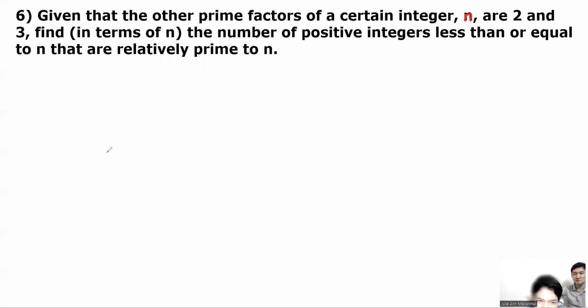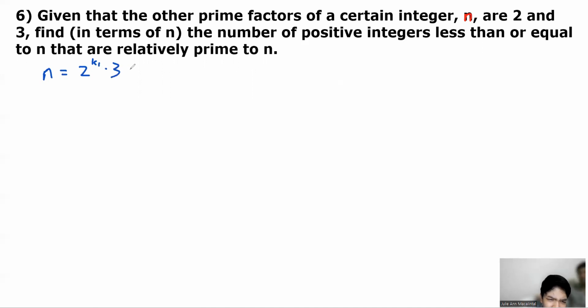So here, it explains that there's this integer n, and the prime factors are 2 and 3. So it means 2 and 3 are the prime factors of n. So the prime factorization of n is 2 to some exponent.